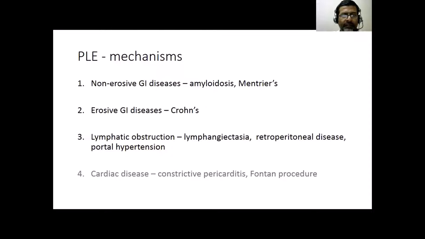Protein-losing enteropathy can be divided into three main groups mechanistically. They are non-erosive GI diseases, erosive GI diseases, and lymphatic obstruction. The typical examples of non-erosive diseases would be amyloidosis, Menetrier's, and you can look at the rest of the slide here to look at the typical diseases. Cardiac diseases, typically constrictive pericarditis, and a surgical procedure called Fontan procedure, also have been associated with protein losing enteropathy.